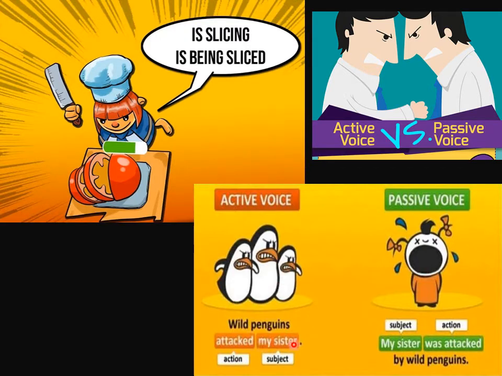Wild penguins attacked my sister. This sentence is in the active voice because the subject did the action, attacked. Whereas here, my sister was attacked by wild penguins. The subject did not do the action. Sister didn't attack the wild penguins. On the contrary, the sister was attacked by the wild penguins. So this one is in the passive voice.